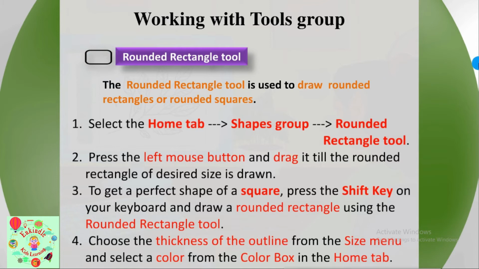Then, you will have to press the left mouse button and drag it till the rounded rectangle of desired size is drawn. To get a perfect shape of a square, press the Shift key on your keyboard and draw a rounded rectangle using the rounded rectangle tool. Finally, choose the thickness of the outline from the size menu and select a color from the color box in the Home tab.